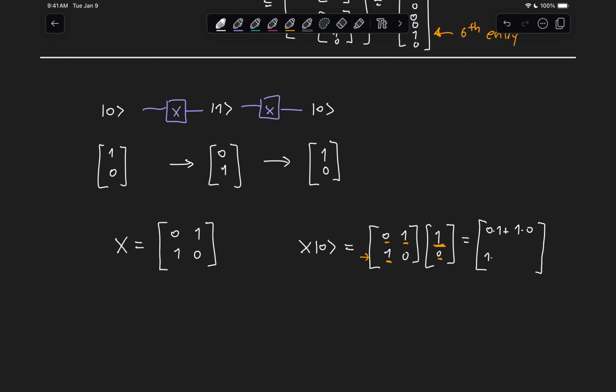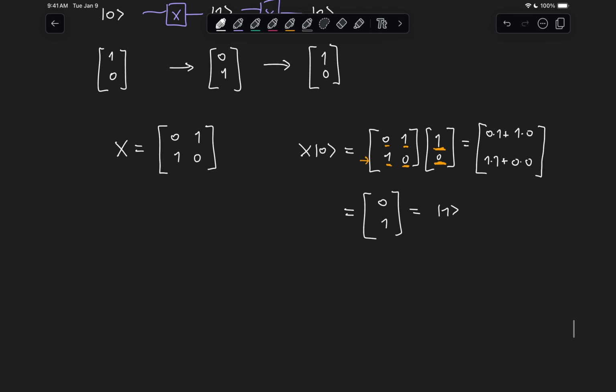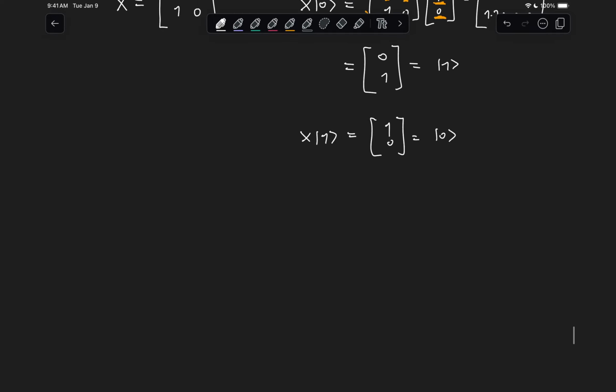So we do 1 times 1 plus the second entry of the second row of our matrix times the second entry of this vector. So 0 times 0, which gives us the vector 0, 1, which is our state 1. And we can show the same for applying the X gate to state vector 1. This is going to result in 1, 0, which is state 0. And that's it really for single bit transformations. So let's move on to 2-bit transformations.